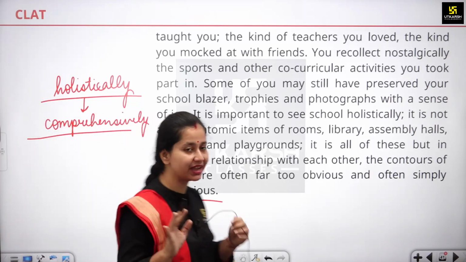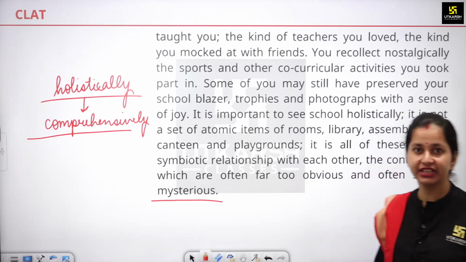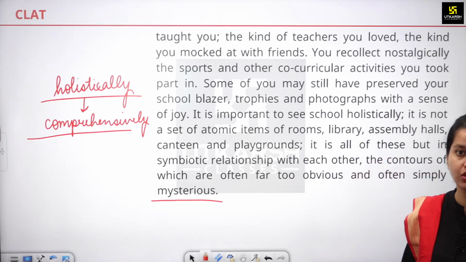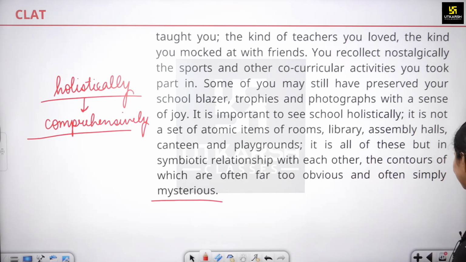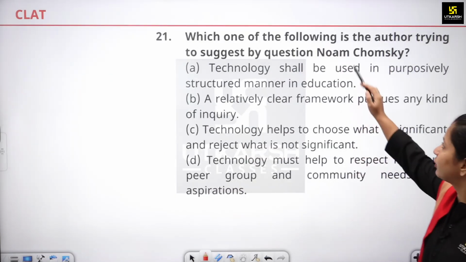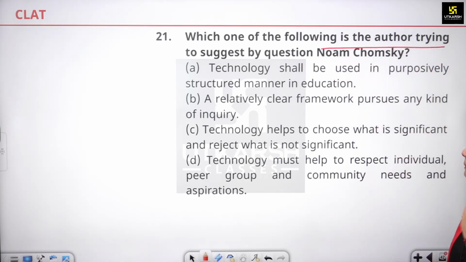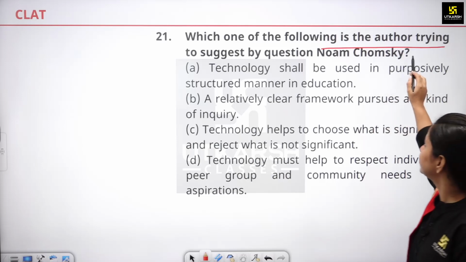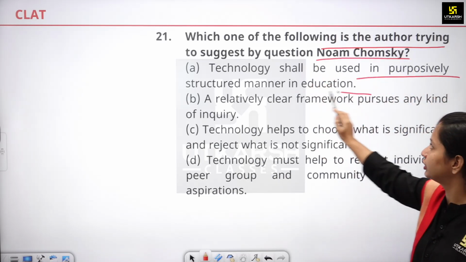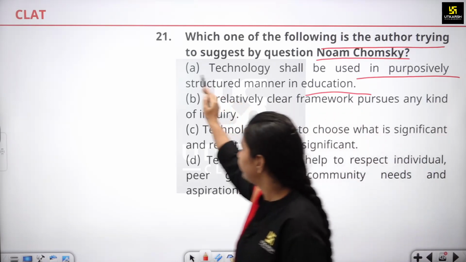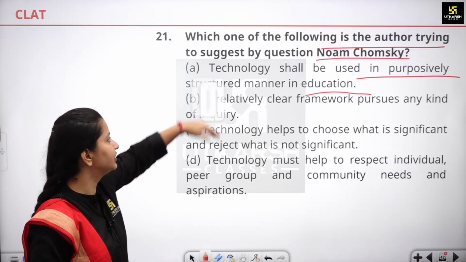So this was the passage about schooling, de-schooling, internet, how to use internet and technology for schooling of those who are underprivileged, that was discussed in this passage. Now, first question that follows this passage: which one of the following is the author trying to suggest by questioning Noam Chomsky? Technology shall be used in a purposely structured manner in education. Could be what the author wants. Could be the answer to the question.